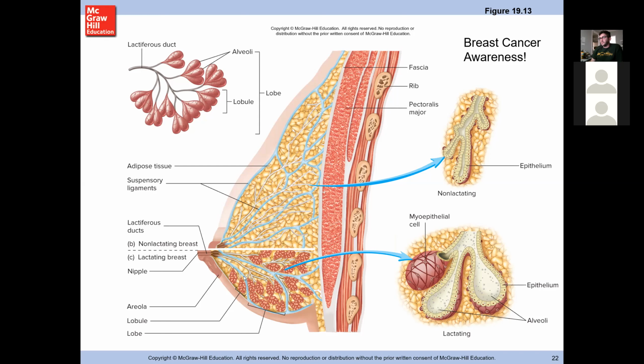Okay. Also, to check for breast cancer, if you notice any sort of abnormal lumps, that's something that you definitely want to get checked out. Sometimes they're benign tumors, sometimes they're malignant tumors.